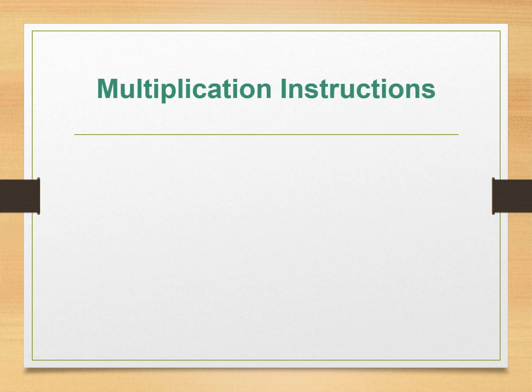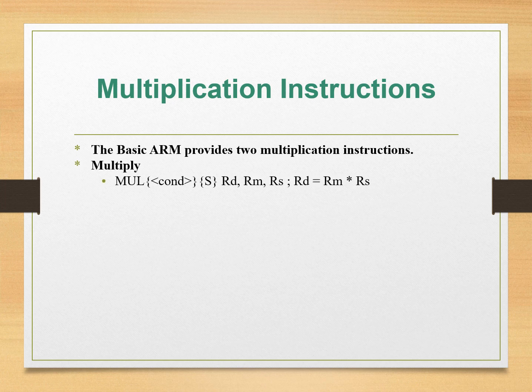Now we go to the multiplication instructions. The basic ARM provides two types of multiplication instruction. The first one is MUL, multiply. This is the syntax: you can put a condition, and then the suffix S, the destination and two other operands. If you construct it such as this, it means that Rd is equal to Rm multiplied by Rs.